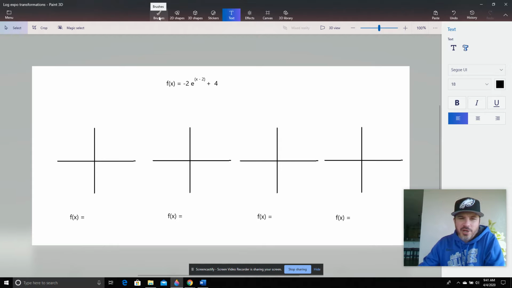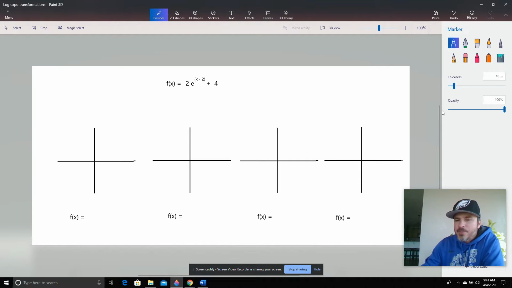Hello, college algebra. So today we're going to just try to transform one of these exponential graphs. A couple things we're going to look at: first, we're going to see that this function is exponential because the input, the x, the argument, is in the exponent, right? So we know it's an exponential function.